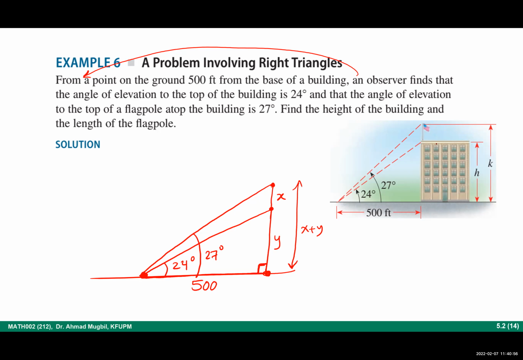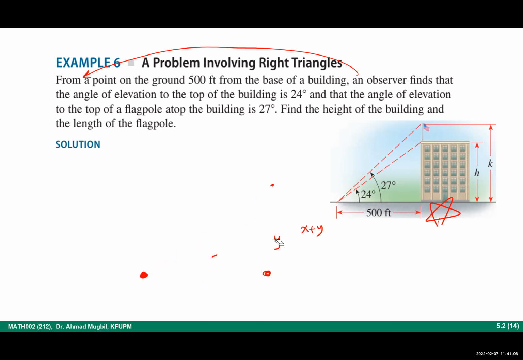Now, the main idea is how to deal with this problem. Now you have a triangle. What to do? So let's continue with this option. We will use tangent. Tangent of 24 will be H over 500. All right. Now from here we can find H. How to find K?